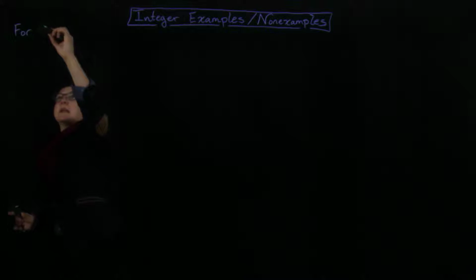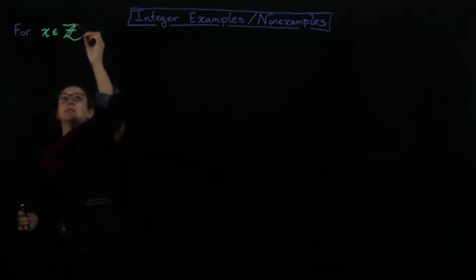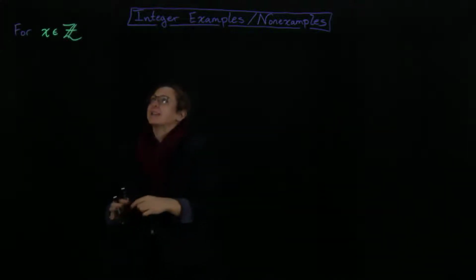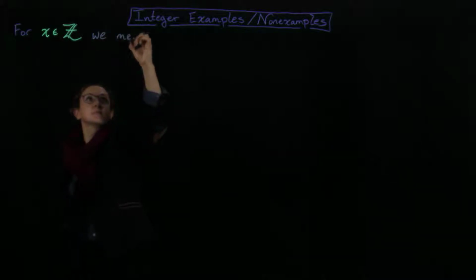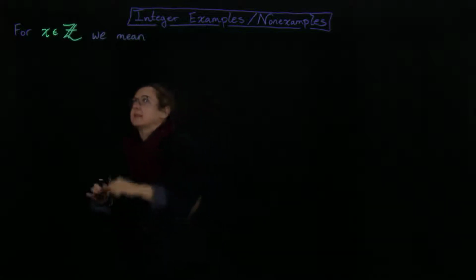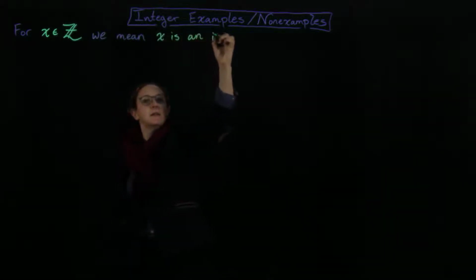If I write x is in, and then this funny Z, notice there are two lines here. That means it's blackboard bold. So what do I mean? If I write that, I mean that x is an integer.